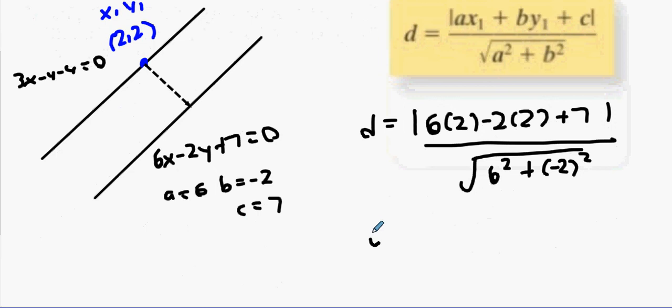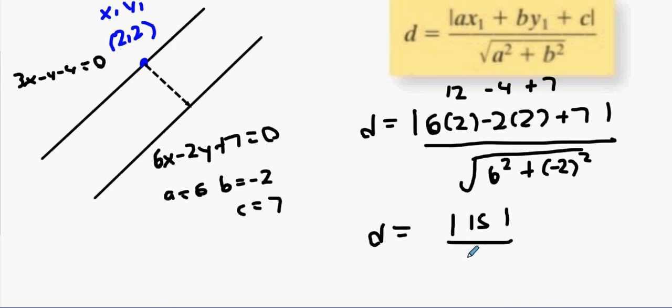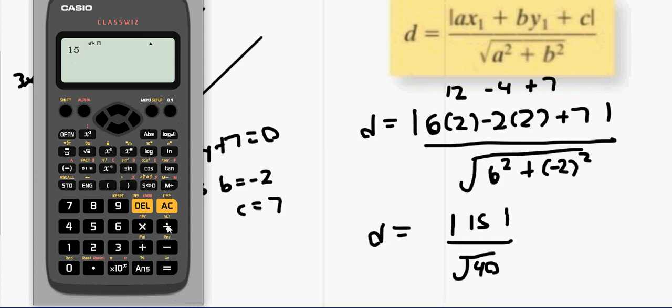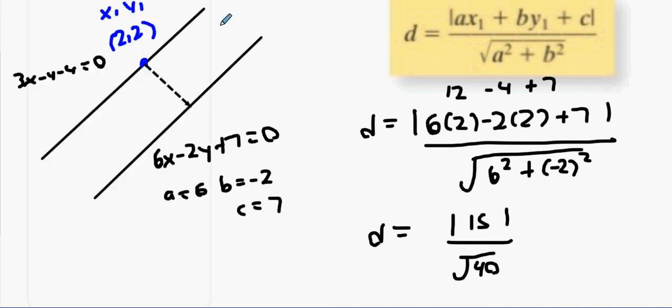D equals 12 minus 4 plus 7. I'm getting 15 on top and the square root of 40 on the bottom. Then 15 divided by root 40. There's your answer: 3 root 10 over 4, or 2.37. Is that okay? 2.37 or 3 root 10 over 4. Happy out?